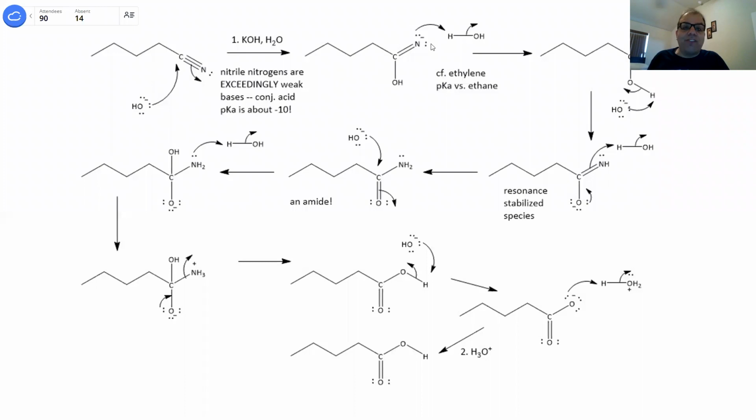So hydroxide just attacks, we get this anion. I would expect that nitrogen to be a little better at bearing the minus charge than an sp3 hybridized nitrogen, just as if you compare the pKas of ethylene and ethane, they differ by a good 20 orders of magnitude. Still, I would also expect that to get protonated by a molecule of water. Again, not H3O+, we're in an alkaline solution, so we need to use only species that make sense.